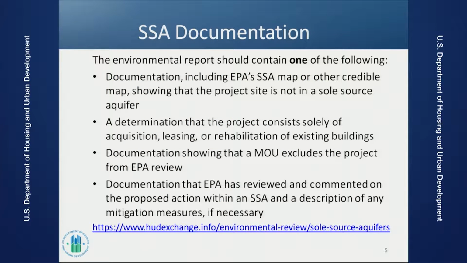So the final documentation that we're looking for in the environmental report, and again, all this information should be provided to you by the lender in the environmental report. We're going to be looking for that sole source aquifer map from the EPA showing that your project is outside of the sole source aquifer. And if it is within the sole source aquifer, whether or not there's a memorandum of understanding that excludes the project. If there isn't, then documentation that you've consulted with the EPA to make sure that there's no impacts to the sole source aquifer drinking water.